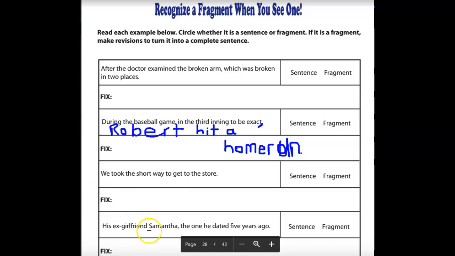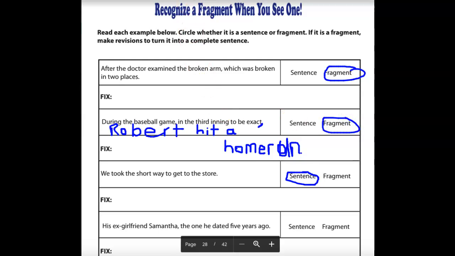Okay, so let's see. Let's look at one more. I'll read the rest and then you can fix those. We took the short way to get to the store. All right, even though that one is shorter than either of these two, this one is a complete sentence. It's a complete thought. We took the short way to get to the store. So be careful about that. Just because the sentence is short does not mean that it's not a complete thought. And just because something is long and looks like a sentence, it can be a fragment. You have to make sure that they are complete thoughts, okay?